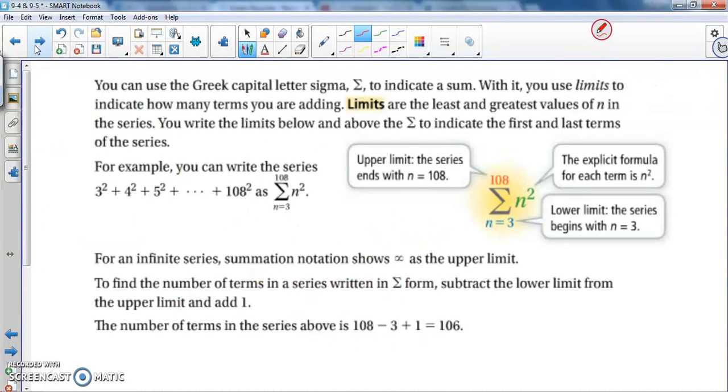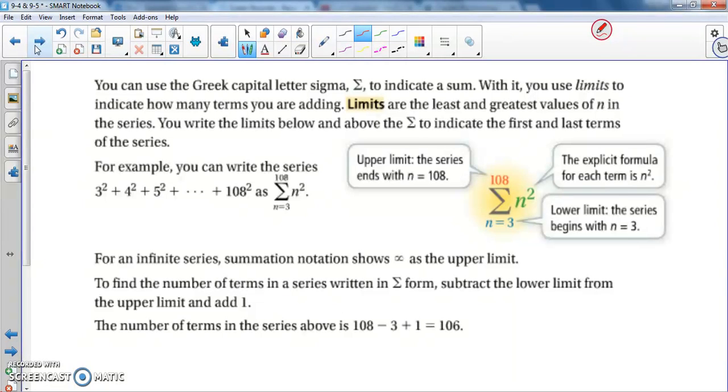So we could also use the Greek capital letter sigma to indicate a sum. With it, you use limits to indicate how many terms you are adding. Limits are the least and the greatest values of n in the series. So that's like our starting and our ending points. You write the limits below and above the sigma to indicate the first and last terms of the series.